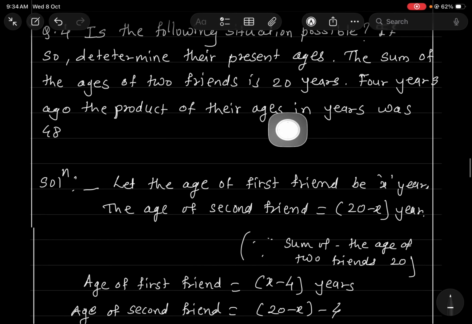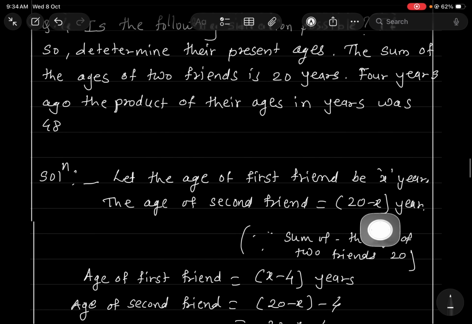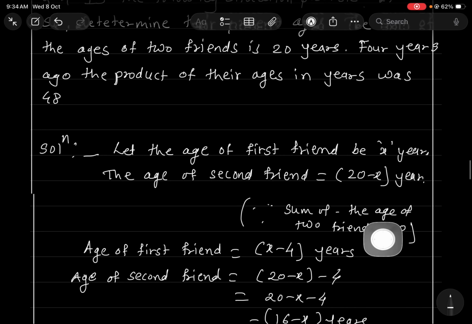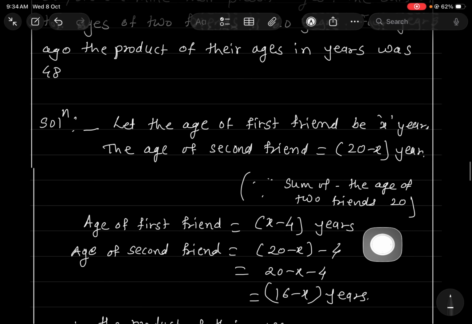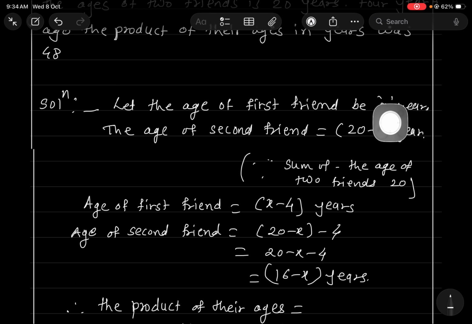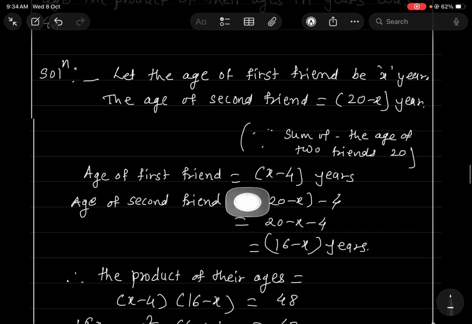Means this condition is satisfied. So we are writing 20 minus x, since the sum of the ages of two friends is 20. 20 minus x means in that addition we are subtracting one friend's age, so we are getting the second friend's age. x is the age of the first friend.